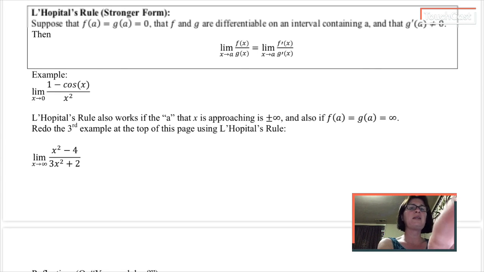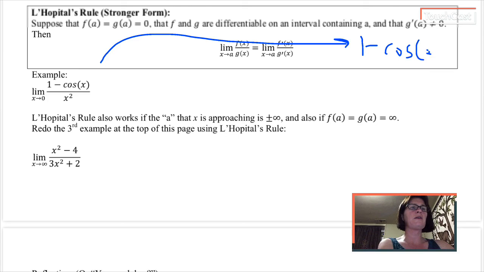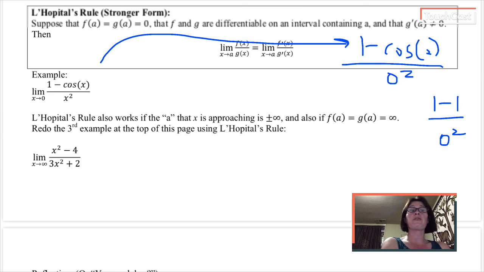So here I have the limit as x goes to 0 of 1 minus cosine of x over x squared. If I try substituting in 0 for x, I'm going to do that on the side. If I try plugging in 0, it's going to be 1 minus cosine of 0 over 0 squared. Well, cosine of 0 is 1, so it's going to be 1 minus 1 over 0 squared, which is 0 over 0. It's an indeterminate form, so I'm going to try applying L'Hôpital's rule, this stronger form.